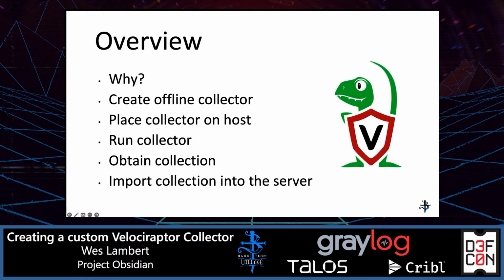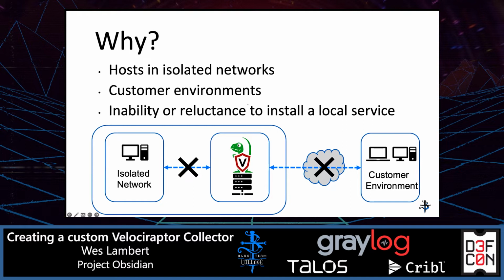And just a brief overview here, we'll talk about why we might want to create an offline collector, and then we're just going to go through the various steps of creating that collector and then getting the data that we're looking for. So typically, we'll create an offline collector in a couple of situations. We might have isolated networks, networks that we don't have access to from our Velociraptor server that we maintain on a dedicated host. So maybe agents wouldn't be able to communicate with that server per se. Or maybe we can't install local services on those boxes, or we don't want to. Or maybe we have customer environments where we don't have Velociraptor stood up, and we don't have a client server kind of architecture.